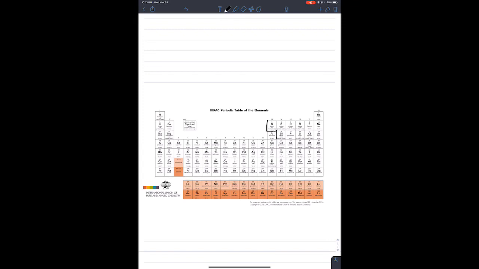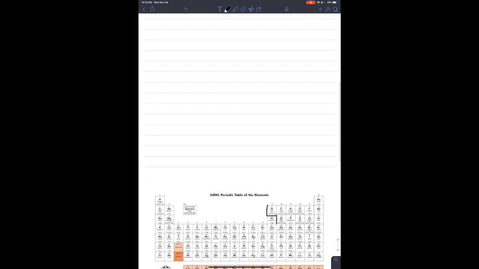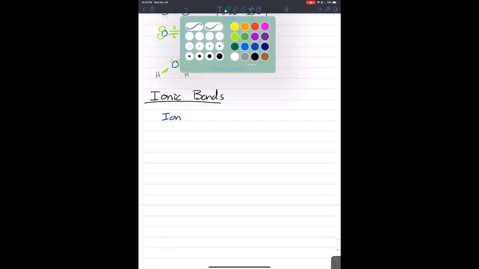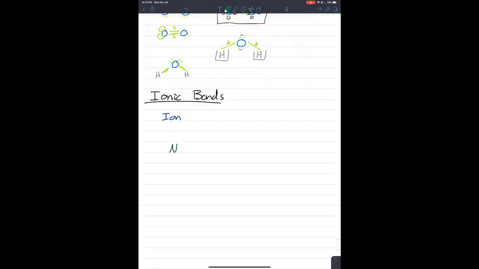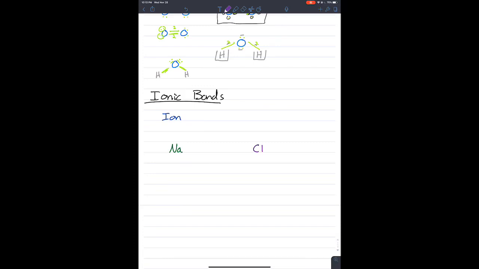So I know I've talked about sodium chloride before in class, so let's talk about sodium chloride and the ions that it forms and how they come together. So we'll do sodium in green here. Okay, and then we'll do chlorine in purple. Okay, so here are my two atoms.